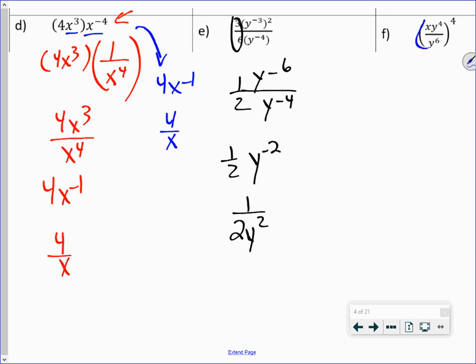For this one, it makes sense. There's a couple different ways you can do it, but we should simplify inside the parentheses before we raise everything to the 4th power. And so that will be, we can subtract, these bases are the same, so we can subtract them. And so we'll get x to the 4th, y to the 8th.